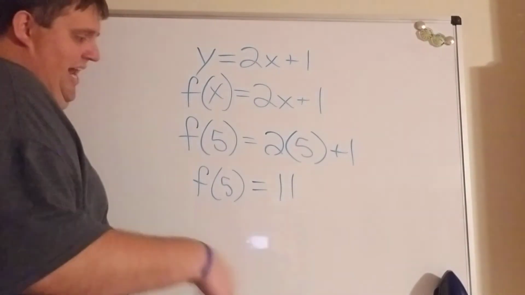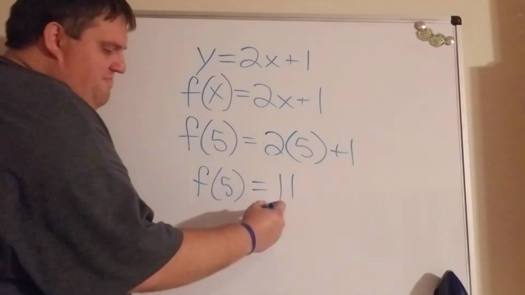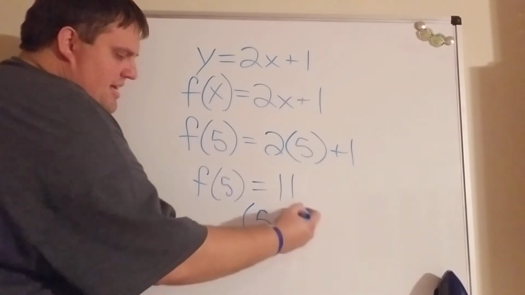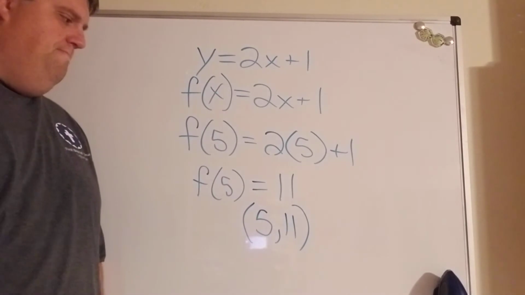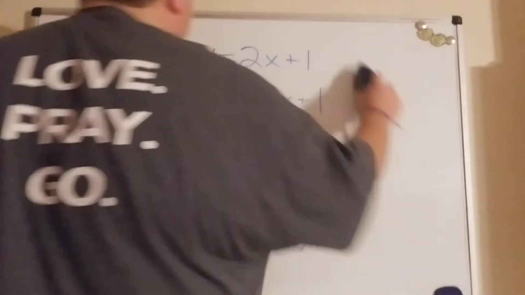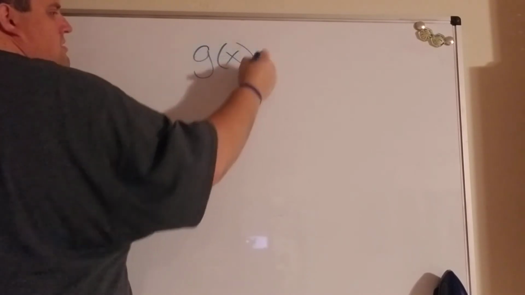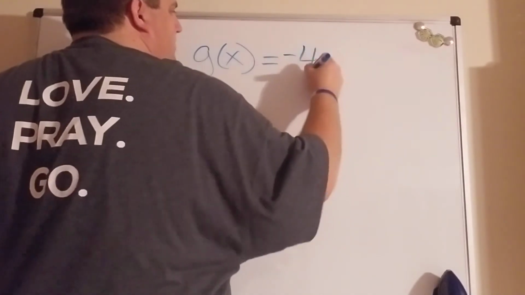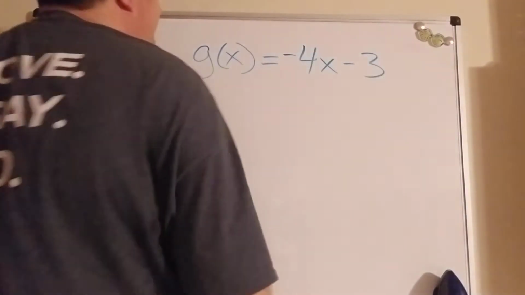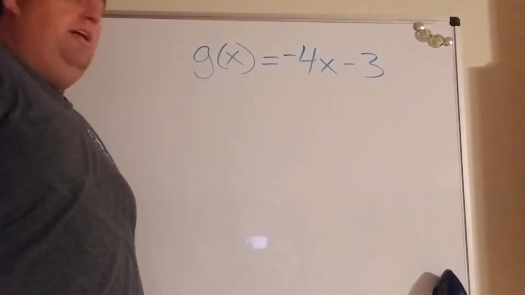Which is basically just saying that when I plug this in, the point (5, 11) is on my function somewhere. All right? Let me give you another one. Let's say this time I gave you g of x equals negative 4x minus 3. Again, that's the same thing as saying y equals negative 4x minus 3.